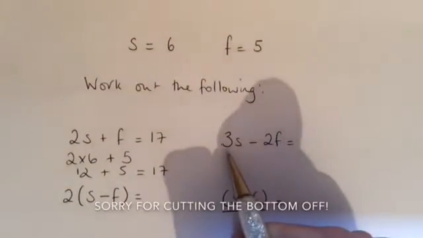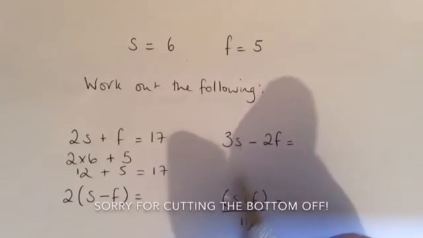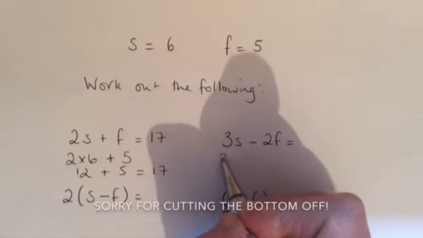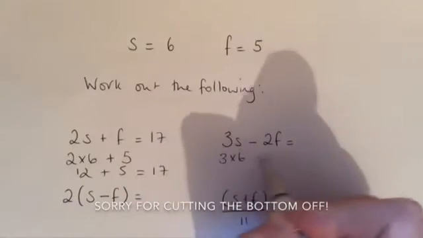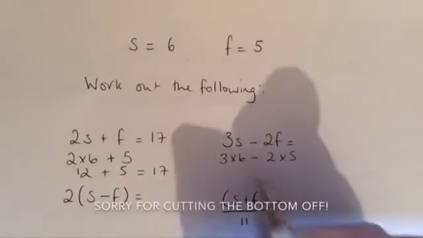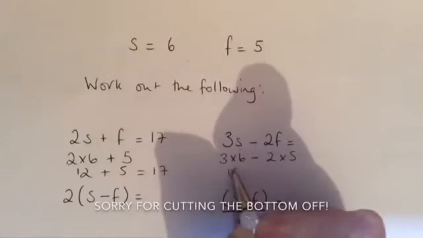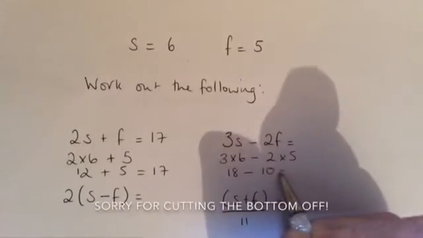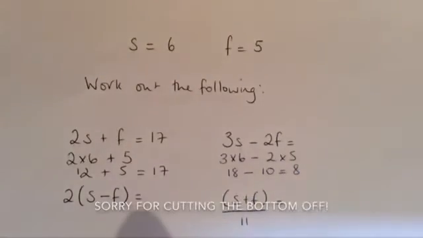How about this one here then? Here we're doing 3 lots of S, take away 2 lots of F. So we're doing 3 times 6, take away 2 times 5. Well, 3 times 6 is 18, take away 2 times 5, which is 10. So our answer is going to be 8.